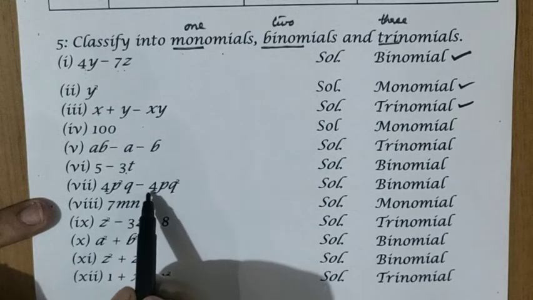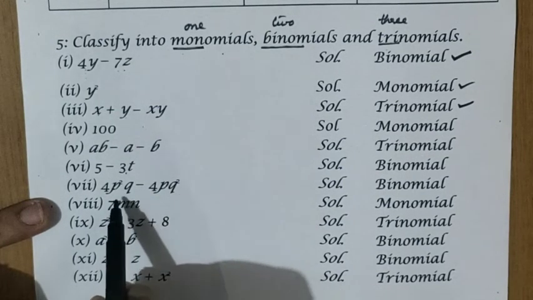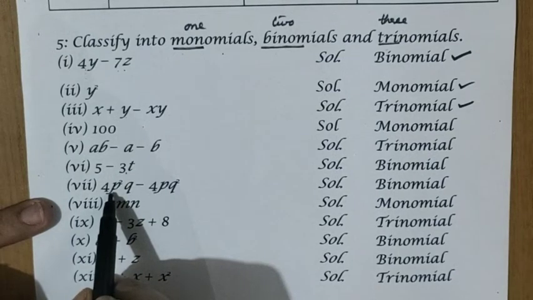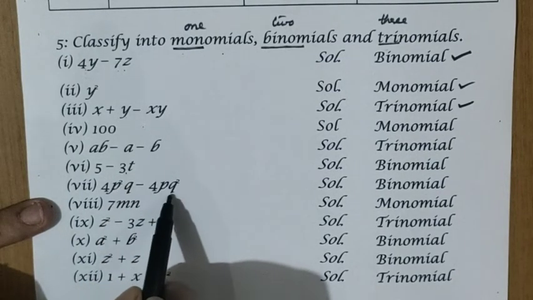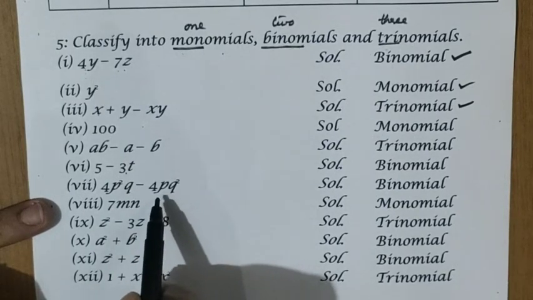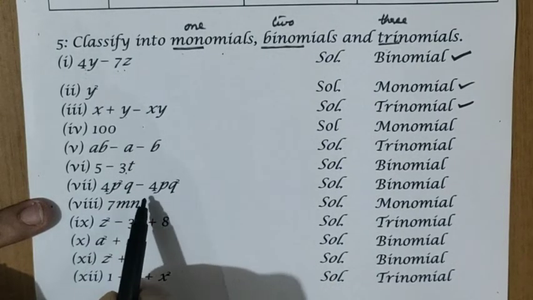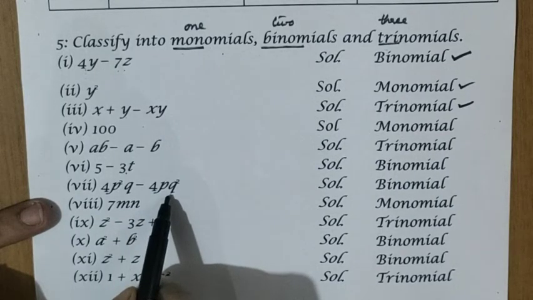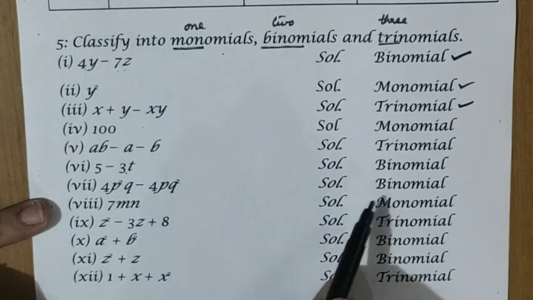4p square q minus 4pq square. First it was square for p only, right? p squared. But in the second term, q squared. So both are different terms only. There is no like term for us. So 4p square q minus 4pq square is having 2 terms. So the name is binomial.